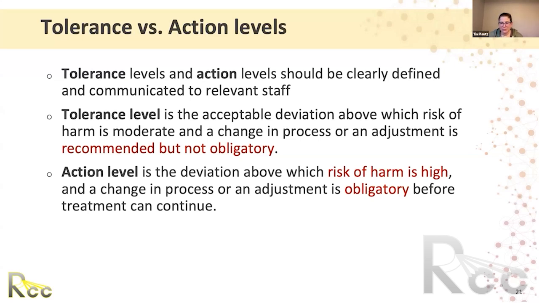The action level would be the level at which the output deviation was large enough that it would significantly affect the intended dose to the patient. And so treatment has to be terminated immediately, and a physicist should be notified to address the issue immediately. And most clinics use a 5% deviation as this action level.